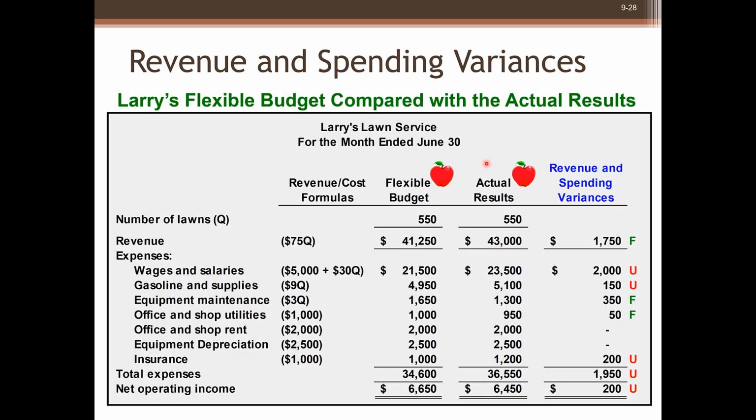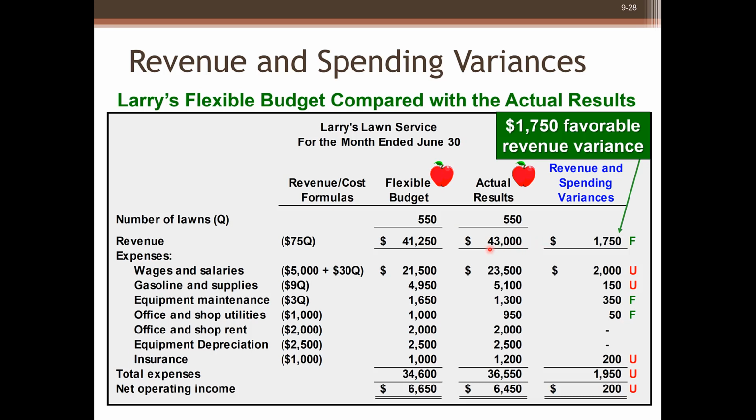This table reports Larry's flexible budget with actual results and calculates revenue and spending variances. Keep in mind, flexible budget is prepared based on actual level of activity and follows revenue and expenses formulas. Actual results report actual revenue and expenses. So comparing flexible budget with actual results is like comparing apples to apples because both budgets are prepared based on actual level of activity. In Larry's case here, 550 lawns mowed.